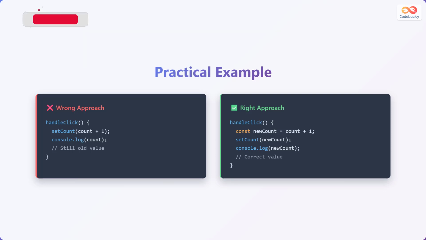Let's examine a practical example to illustrate the correct approach. In the wrong approach, we call setCount and then immediately log the count, resulting in the old value being displayed. In the right approach, we create a new count variable, set the state with the new count, and then log the new count, ensuring the correct value is displayed.